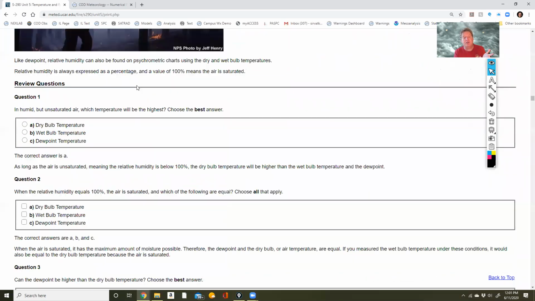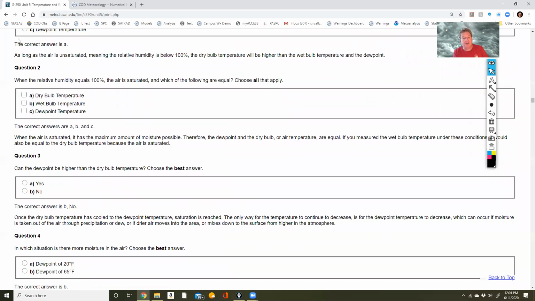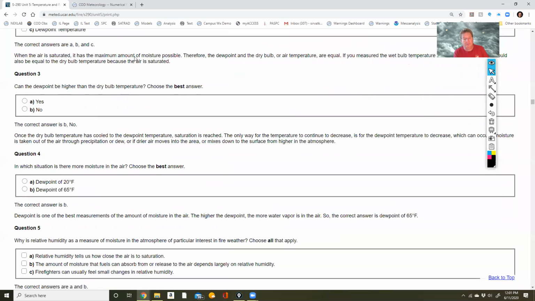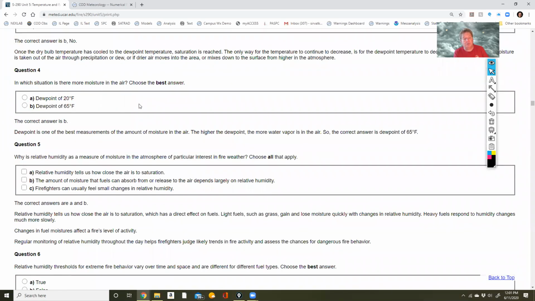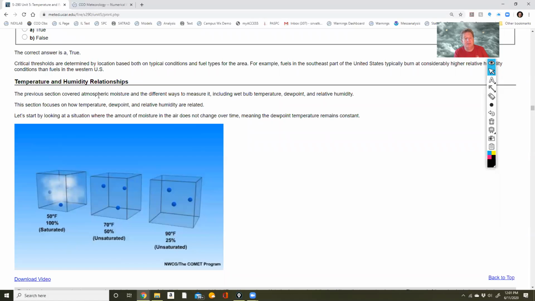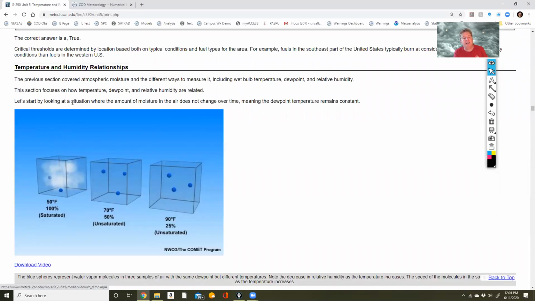Now there's a discussion on relative humidity. I would suggest that you need to do these questions. They're super important. Do not skip over them. Here's temperature relative humidity relationships.